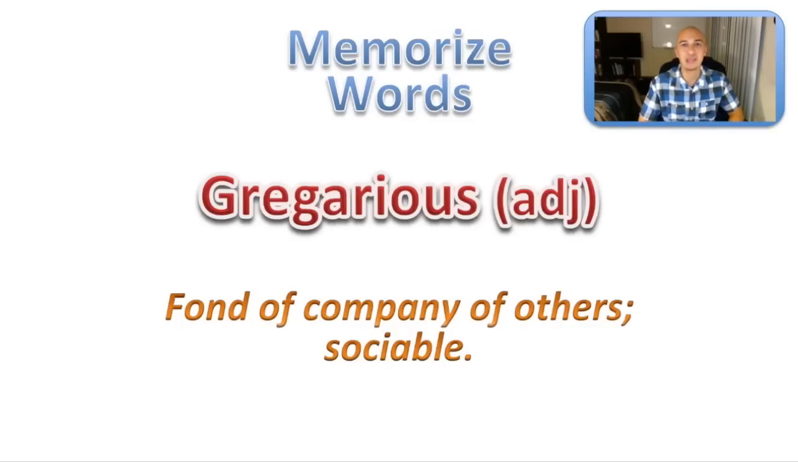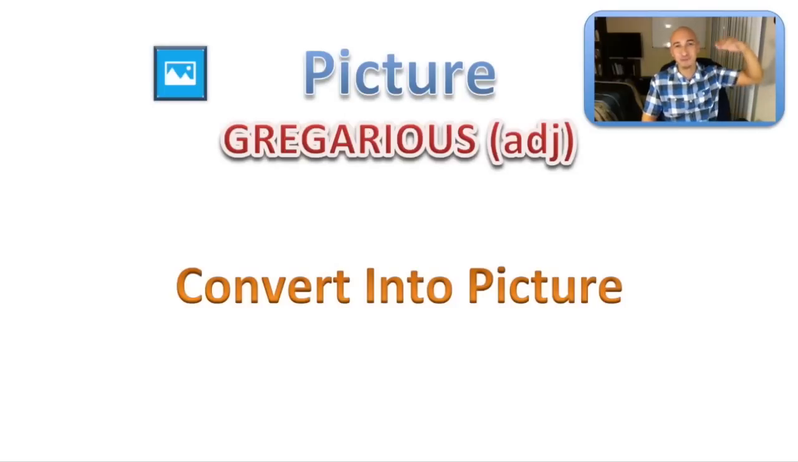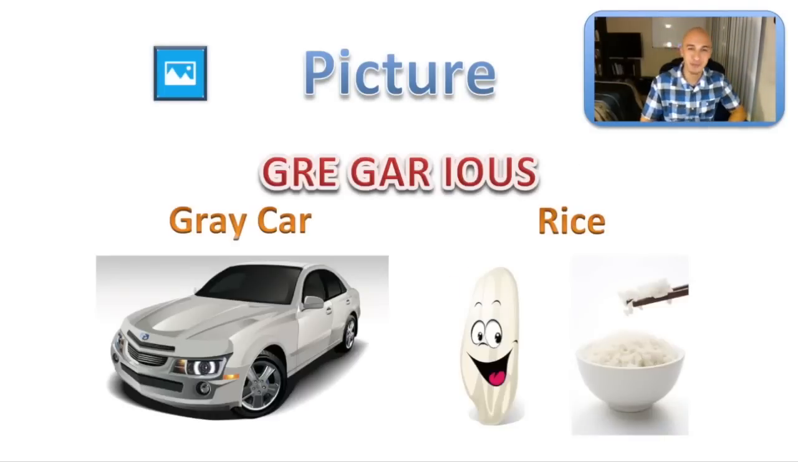Next word is gregarious. It is an adjective, it means fond of the company of others, or sociable. So what do we do for the word? Again, we turn it into a picture. Real simple, right? So gregarious: gray car, gregar, and then rious, I pictured rice. There we go. So gray car and rice.